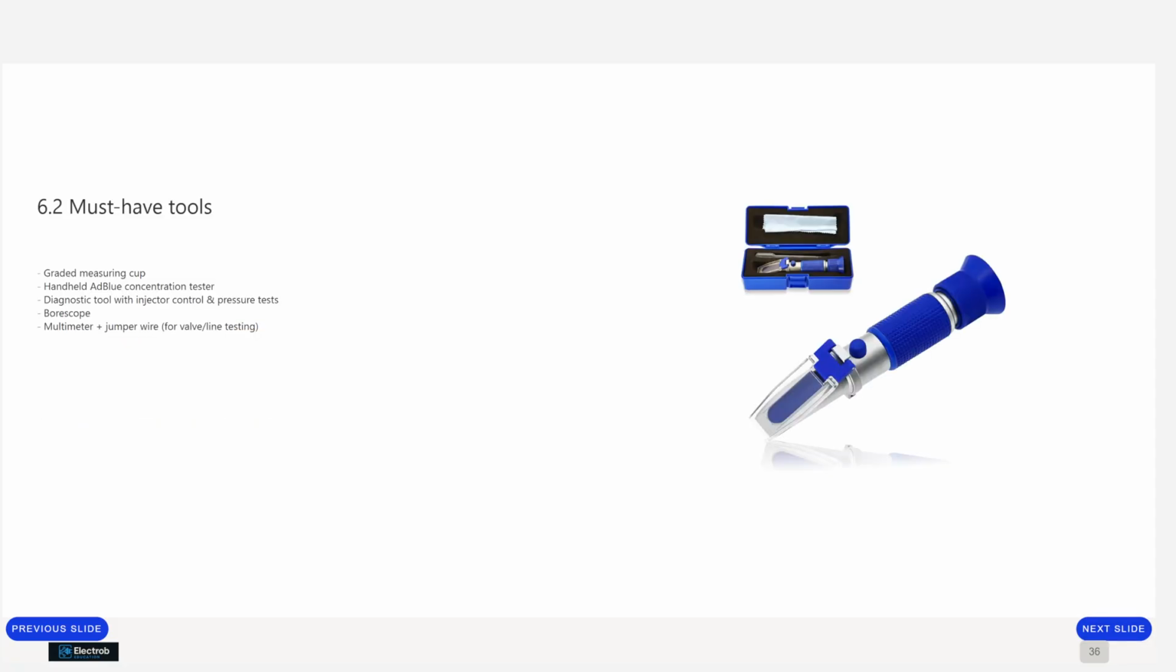Graded measuring cup. Handheld AdBlue concentration tester. Diagnostic tool with injector control and pressure tests. Borescope. Multimeter plus jumper wire for valve line testing.